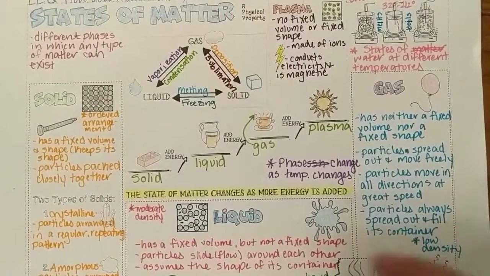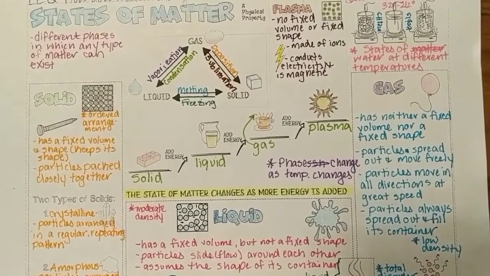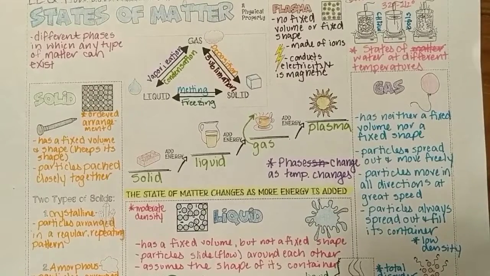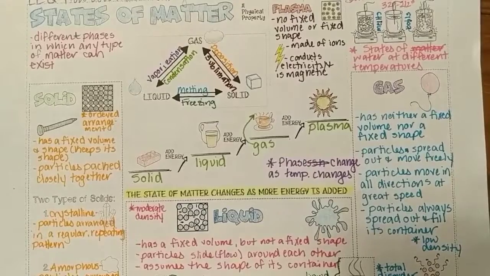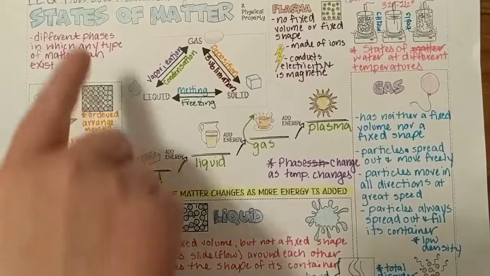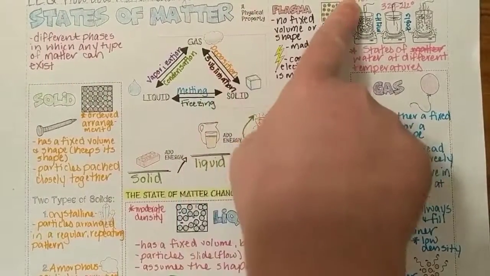All right, ladies and gentlemen, that's going to wrap up this set of notes. So as always, whenever we do notes, you need to do a summary when you're finished. You can either do that at the bottom of the page or on the back. I would like your summary to be a minimum of 4 sentences talking about how does matter change from a solid to a liquid to a gas.